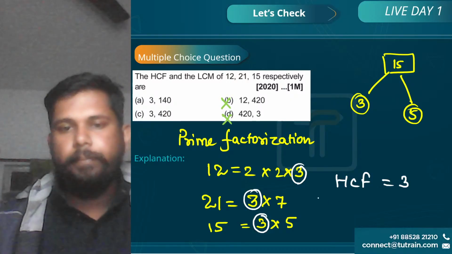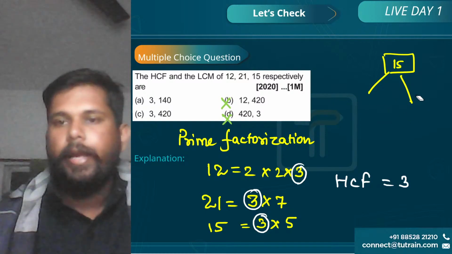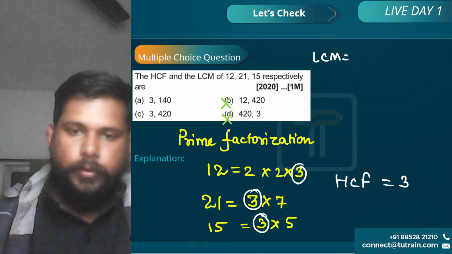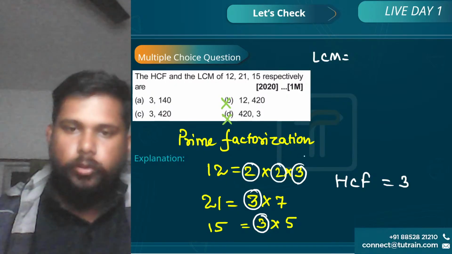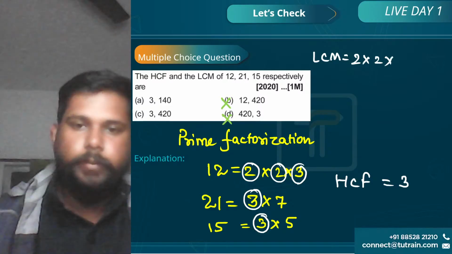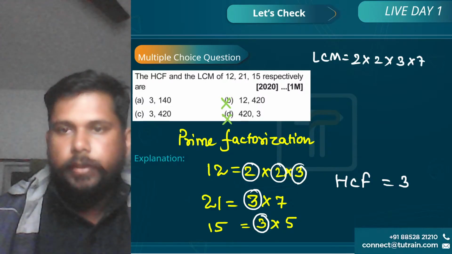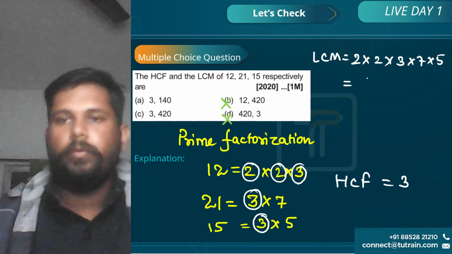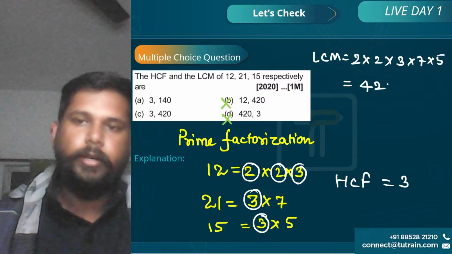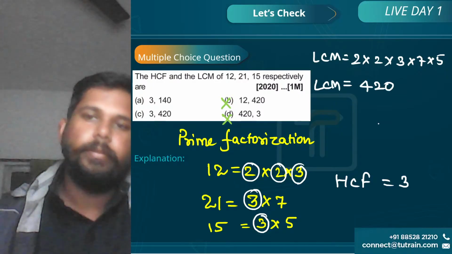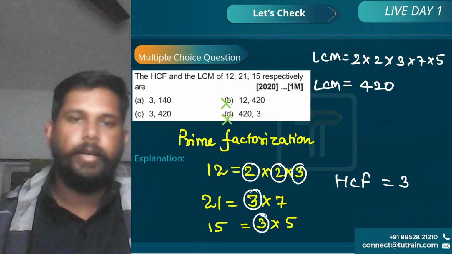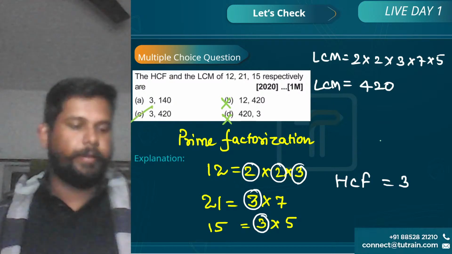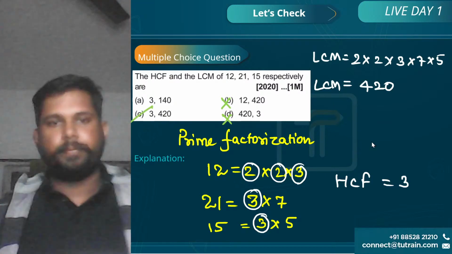How to find the LCM? Now since we are done finding the HCF, the LCM will be equal to 2 times 2 times 3 times 7 times 5. And if you multiply this, you will get 420. That means the LCM is 420 and the HCF is 3. So option C will be the correct answer, right? Yes.